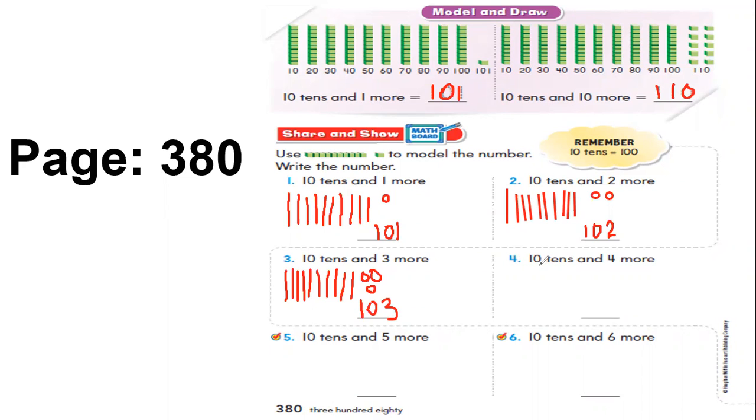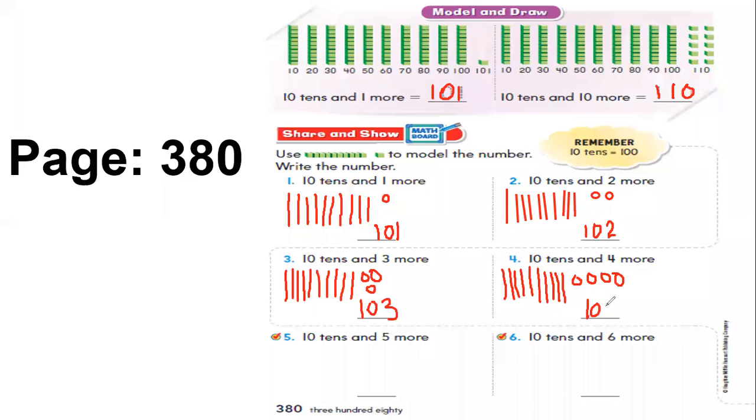Now question number 4, also the same. We have 10 tens and 4 more. So 1, 2, 3, 4, 5, 6, 7, 8, 9, 10. I have 10 groups of 10 and 4 more. So 1, 2, 3, 4. So I have 104.